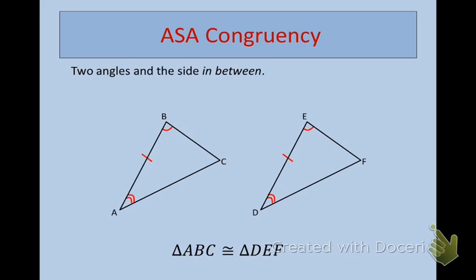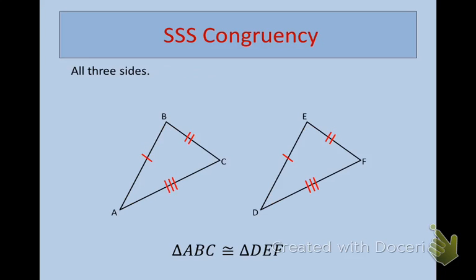The next congruency we had was angle-side-angle. That's another sandwich. This time you have two angles and the sandwiched side in between. So that looks like this, the two angles and the side that's right smack dab in the middle of them. Another congruency, probably your easiest, is when you have side-side-side. So all three sides.